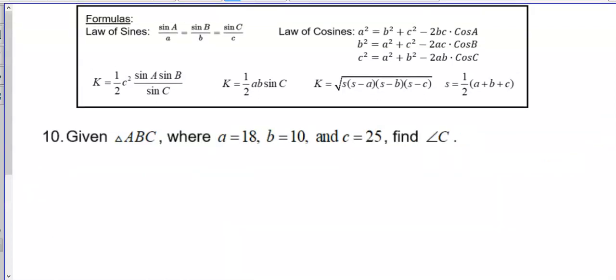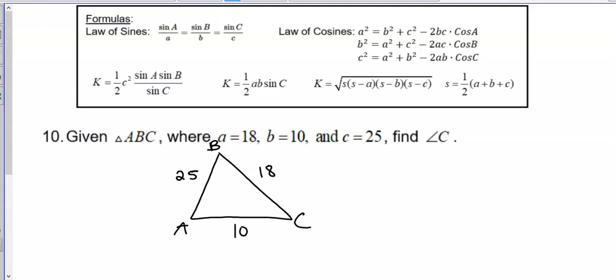All right, number 10. Making lots of triangles. A, B, and C. Little a is 18, little b is 10, and little c is 25, and we're supposed to find angle C here. Once again, once you get used to these, you kind of start to realize what works for law of sines and what doesn't. If you have all three sides and no angles, we don't have a single angle up here, law of sines is not going to work. So this is going to end up being a law of cosines problem.